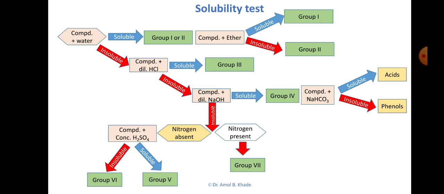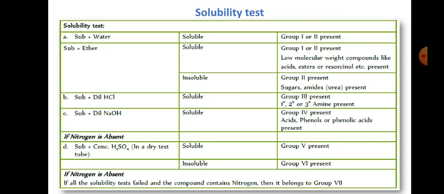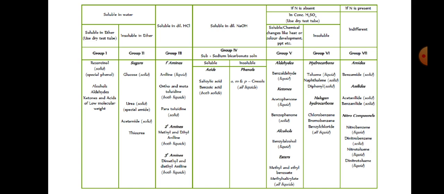So this is the detection of groups. Okay, so you can use this solubility test and confirm whether your compound is present in group 1, 2, 3, 4, 5, 6 or 7. So this is the chart which you can use when you are actually performing the practicals to check the solubility of your sample.